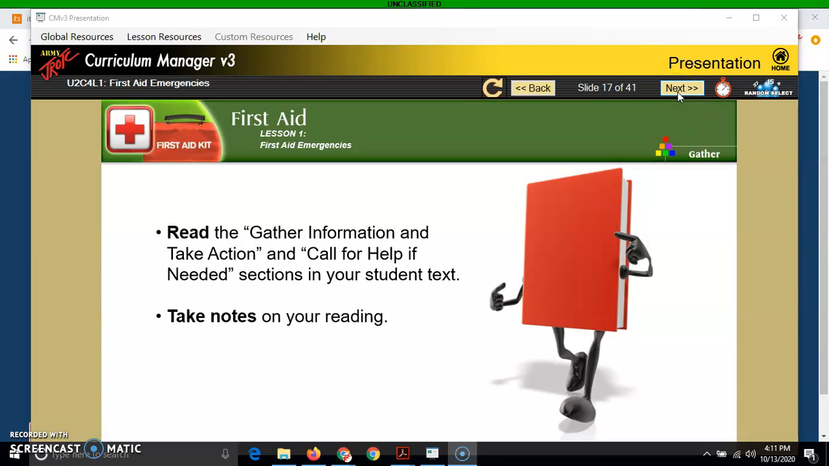Hey cadets, today we continue on with our first aid class and first aid emergencies. You all should have completed yesterday by reading the gather information and take action and call for help. In there you should have learned about your 7 life-saving steps of 1, checking if the person's conscious. 2, checking for breathing or a heartbeat. Third thing you're going to do is check for bleeding. And then the 4th thing would be checking for shock.